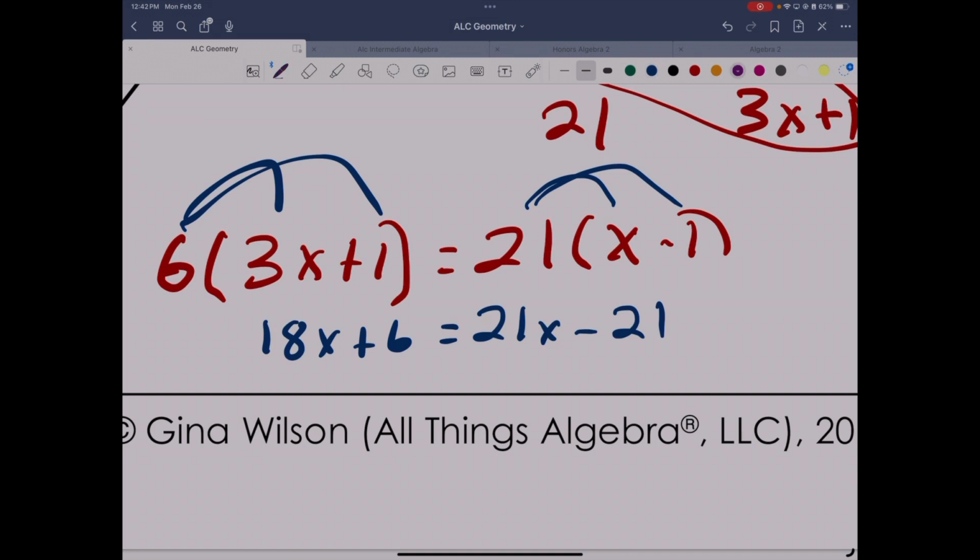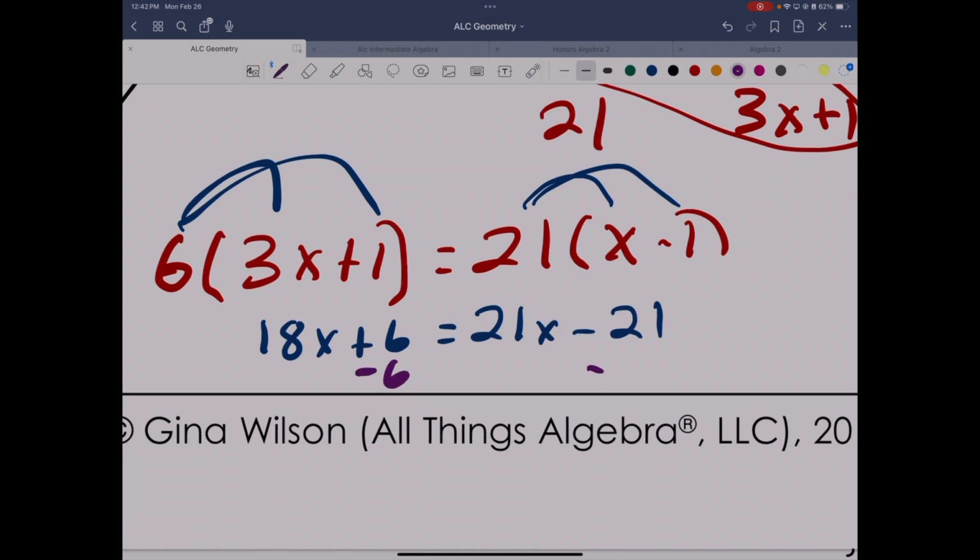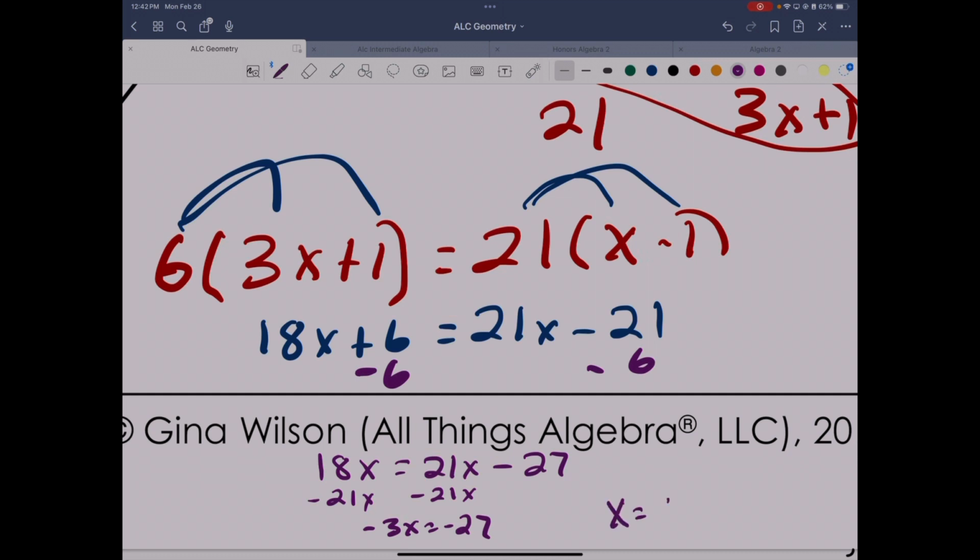We've got to get the numbers and everything on the same side. So I'm going to go ahead and subtract 6. That's 18x equals 21x minus 27. That's right. Now I've got variables on both sides, so I'm going to subtract 21x from both sides as well. So that's negative 3x equals negative 27. Divide by negative 3. You get an x value that's equal to 9.